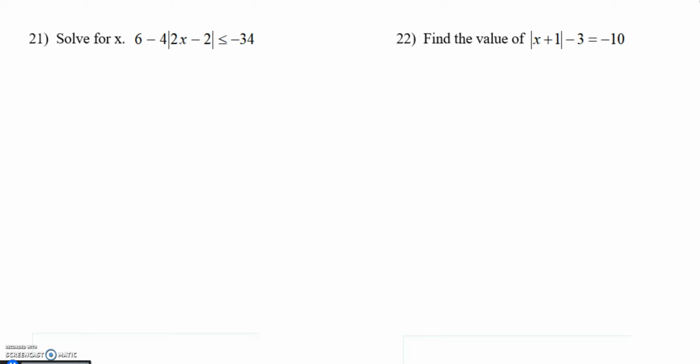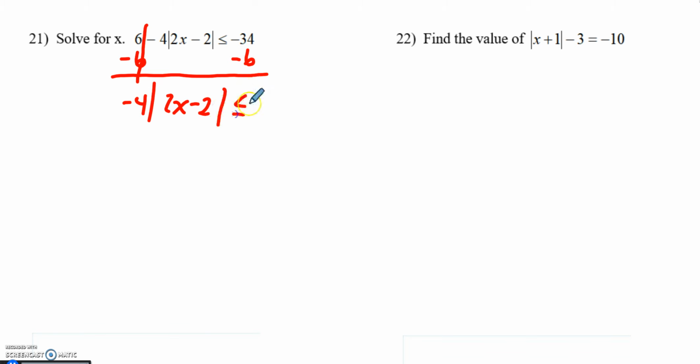Number 21, my goal is still to get the bars alone. Now this 6 in the front needs to be moved first over here so that we can start to get the bars more alone. Now don't let this negative fool you. The 6 is positive. So to move it to the other side, you would subtract 6 on both sides. You would get negative 4 times the absolute value of 2x minus 2 is less than or equal to negative 34 minus 6, which is negative 40.